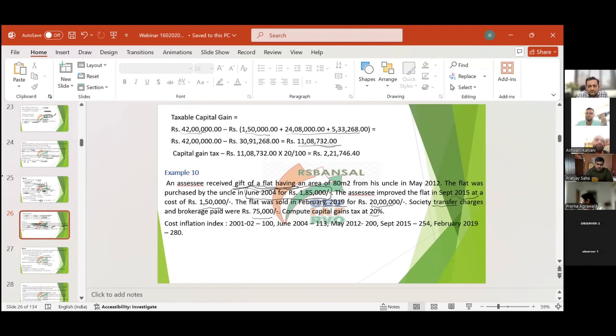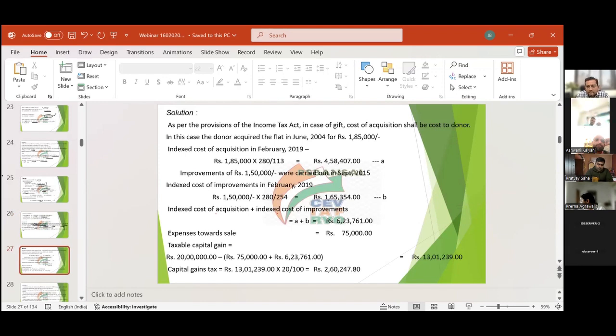If it is a gifted property, as per the provisions of the Income Tax Act, in case of gift, cost of acquisition shall be the cost to the donor. Remember, this is the important thing here. Otherwise, there is nothing new in the question. So cost of acquisition in case of gift is the cost of the donor, which you have to consider.